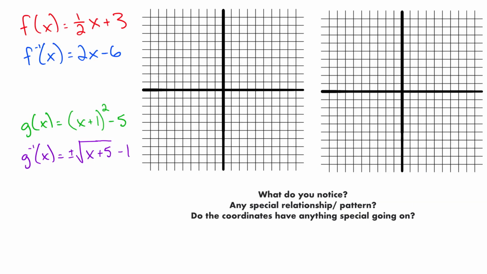So first, I have these functions right here. I'm just going to do a relatively quick and simple graphing job. So problem number one, f has a y-intercept at 3 and a slope of 1/2, which is up 1, right 2, up 1, right 2, up 1, right 2, up 1, right 2, down 1, left 2, down 1, left 2, down 1, left 2, down 1, left 2. This is what the graph of the function f looks like.